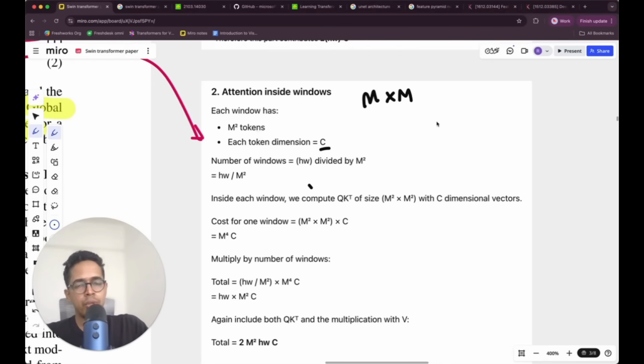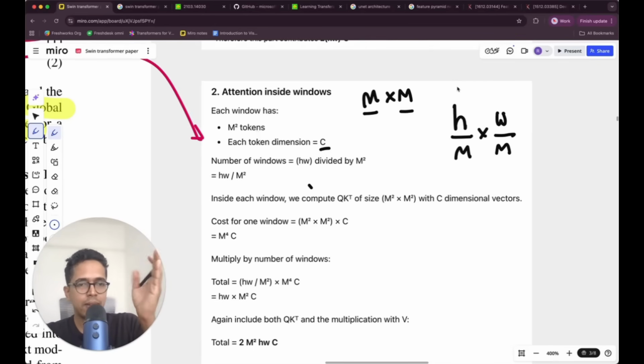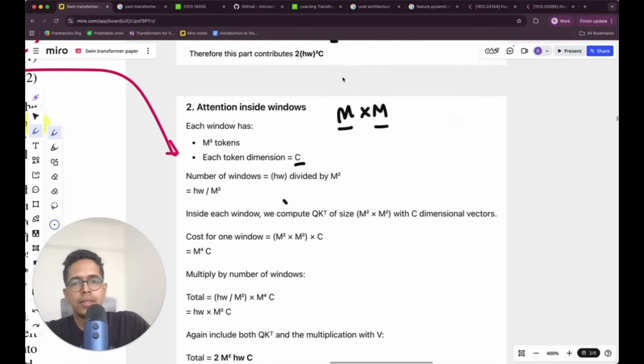And how many such windows do you have? M is the number of patches along the width of a window. M is the number of patches along the height of a window. Total number of patches along the height is H. So the total number of windows along the height is H by M, and along the width it is W by M. Okay, let me just rephrase what I just said. This H by M is the number of patches along the row of a window, and this is the number of patches along the column of a window.